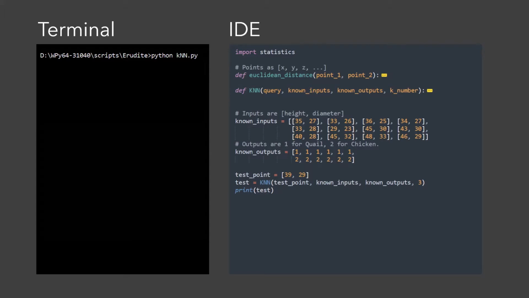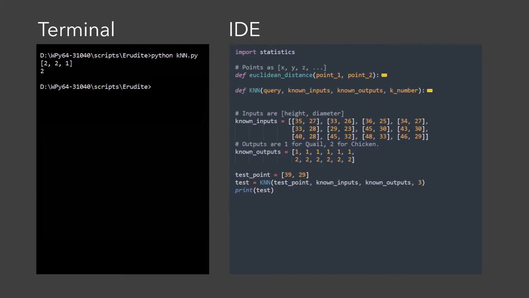And let's see what happens in the terminal. So it printed the list that we had of 2, 2 and 1, so 2 chicken eggs and 1 quail egg, they were the closest distances. So our KNN algorithm predicts that our unknown point would be a chicken egg.